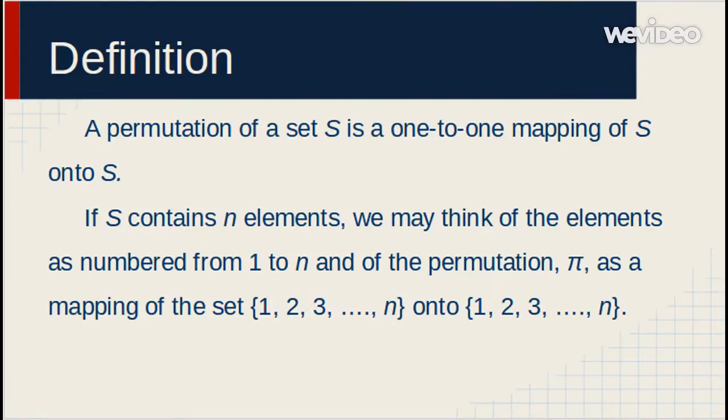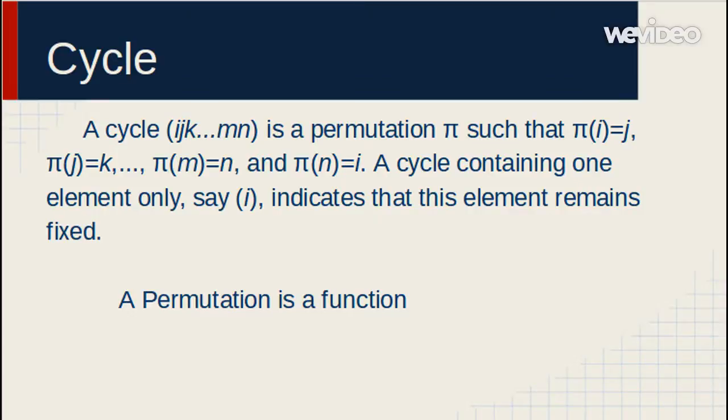Now, the definition of a permutation is a one-to-one mapping of a set S onto S. So if S contains n elements, we may think of the elements as numbered from 1 to n, and of the permutation pi as a mapping of the set 1, 2, 3, all the way up to n onto the same set. Now, a permutation is a function.